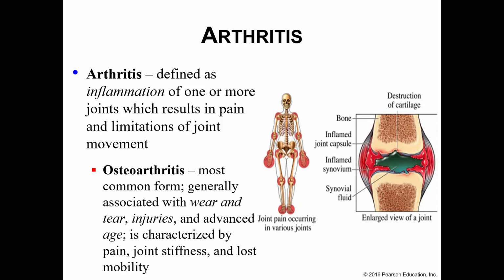Osteoarthritis is the most common. This is the one that tends to be associated with just normal wear and tear as we get older, or you could have suffered an injury that maybe destroyed your articular cartilage or something like that. You get a lot of pain, your joints get stiff, you could even lose mobility.